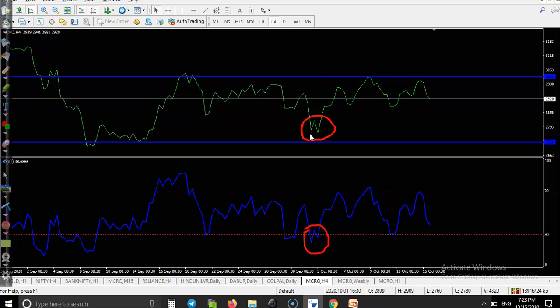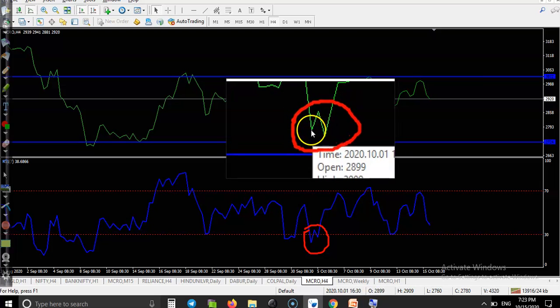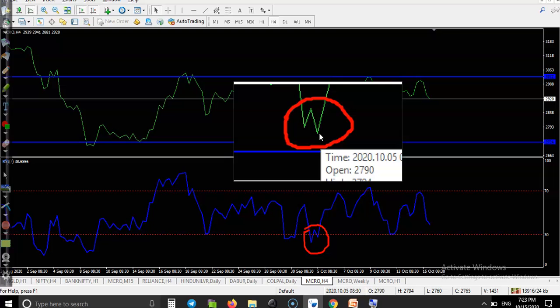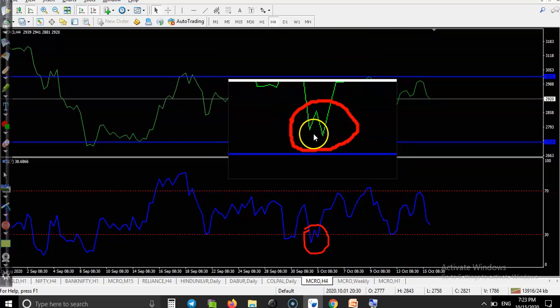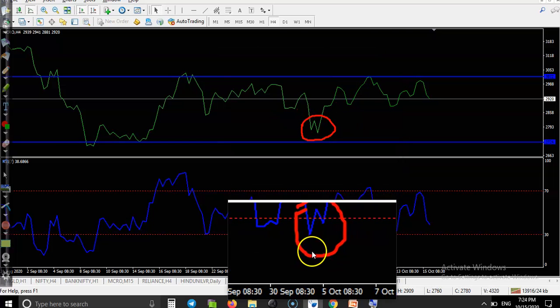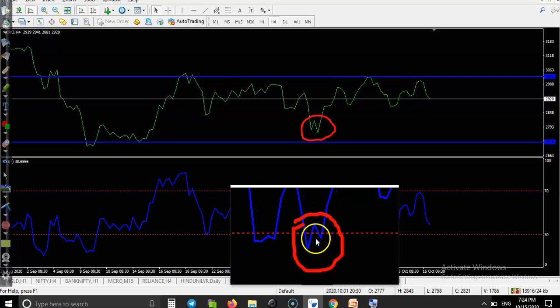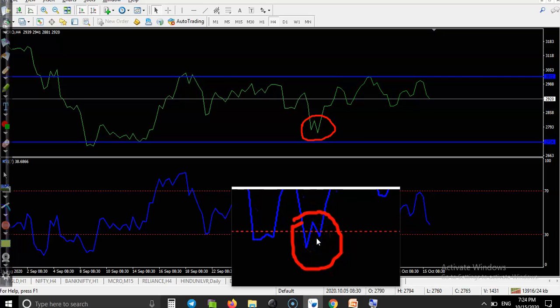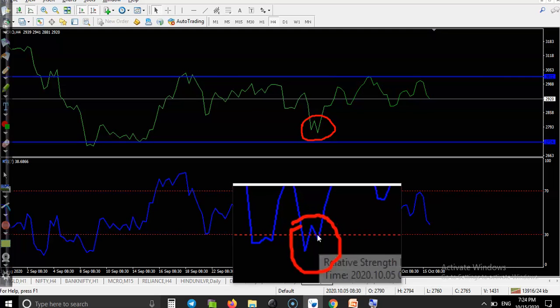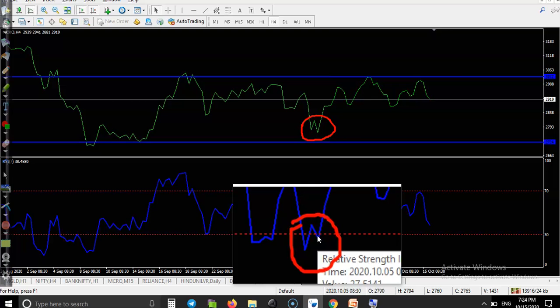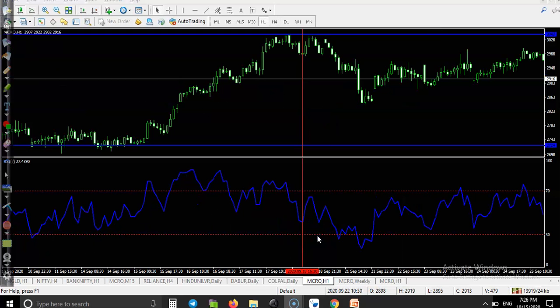Have you seen? Makes sense? Lower low, lower high and a lower low. At the same time, you can see RSI is opposite. RSI is not able to create a lower low. That is a divergence. Okay, so I hope you enjoyed this video.